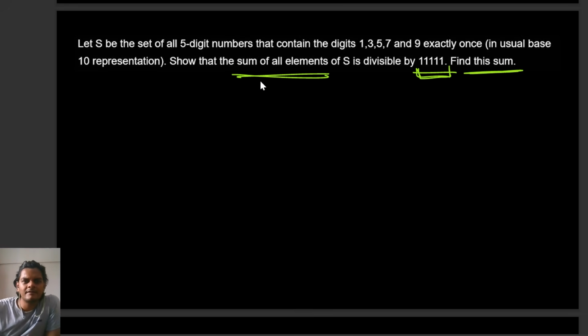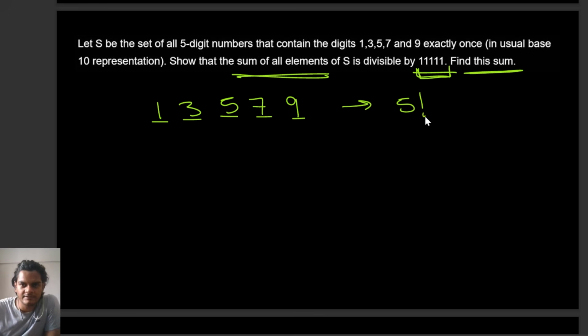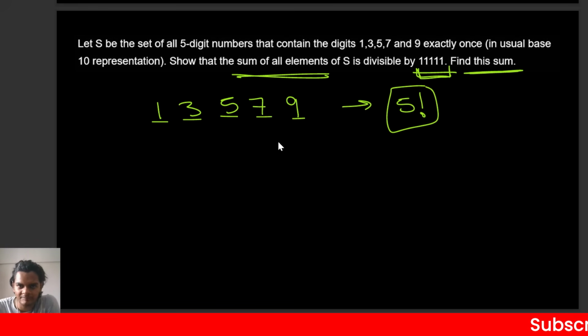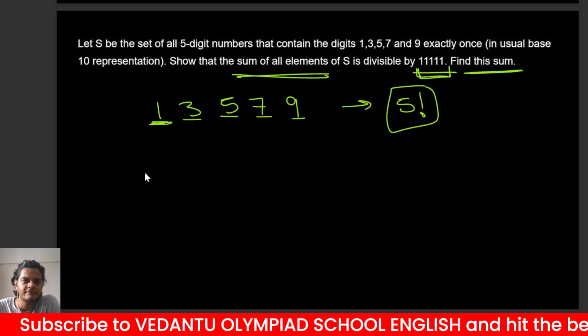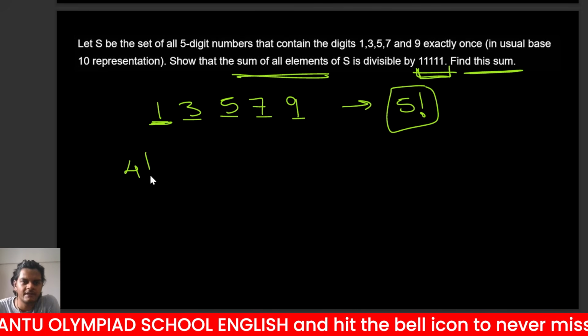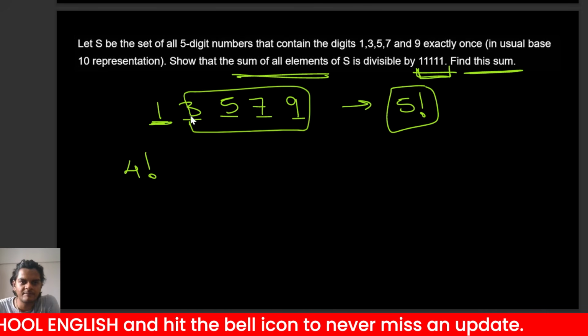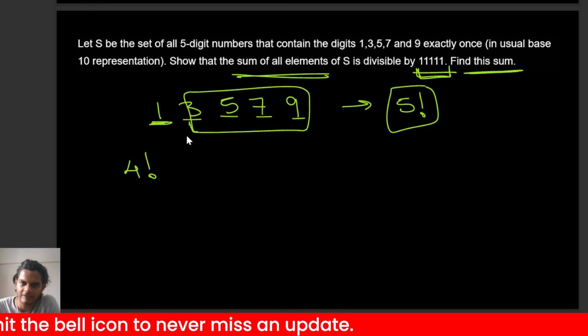So if you see, the numbers are like 1, 3, 5, 7, 9. So each place carries each digit only once, right? So how many such numbers are possible, first of all? 5 factorial such numbers are possible. Now, how many times does 1 appear in the first place? 1 appears in the first place 4 factorial times.